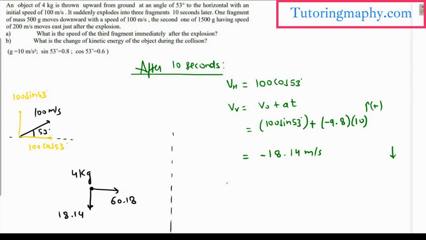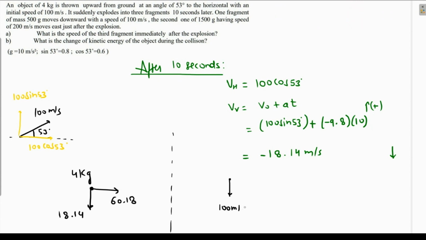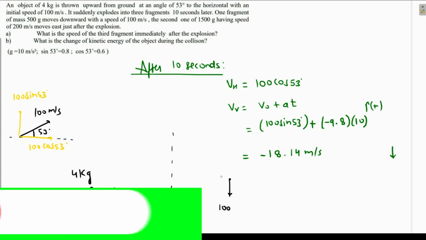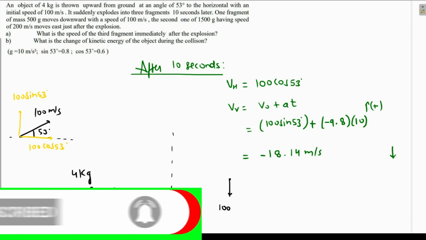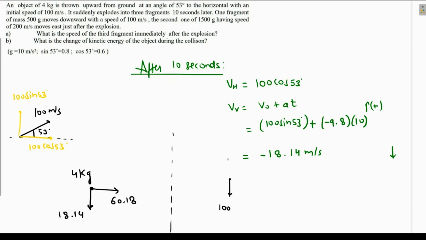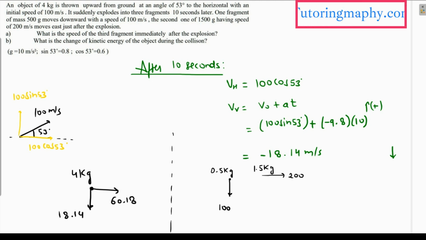After the collision, a 500 gram piece moves downwards at 100 meters per second. This is 0.5 kilograms. It's always a good idea to write in SI units. And we have a 1.5 kilogram object moving east at 200 meters per second. And the other one, we have to find where it is moving.